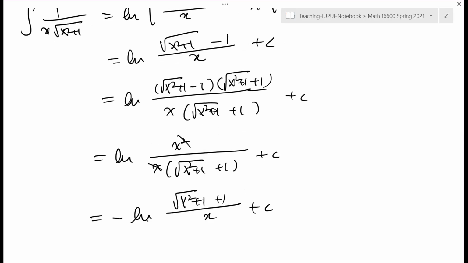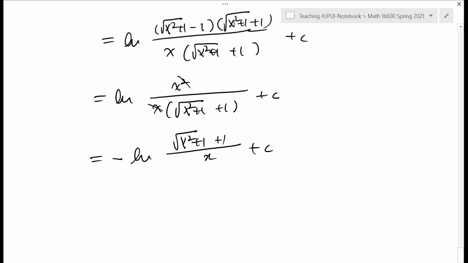But this is not always a unique method. We can use several methods to solve the problem. I probably want to try another method, which I think is also pretty natural.